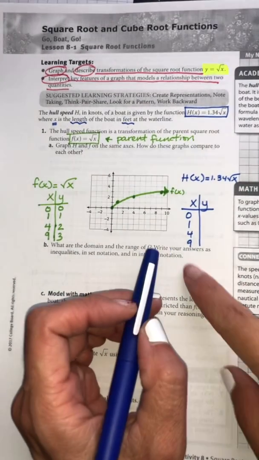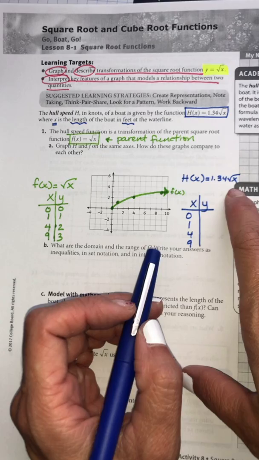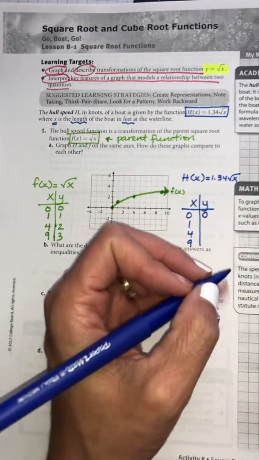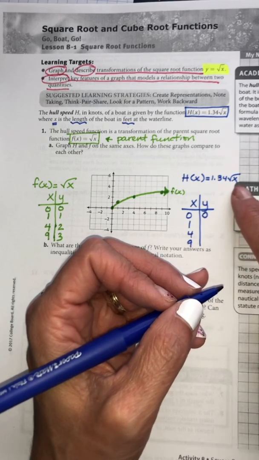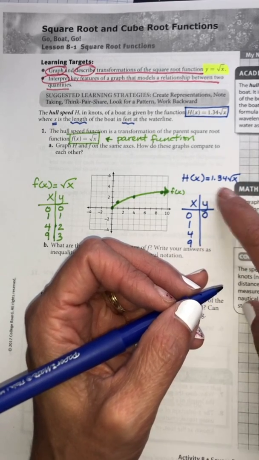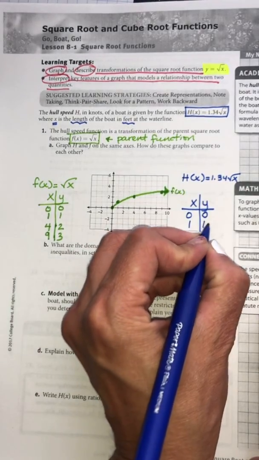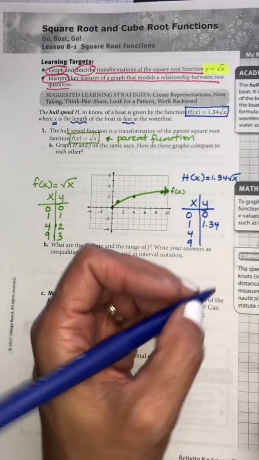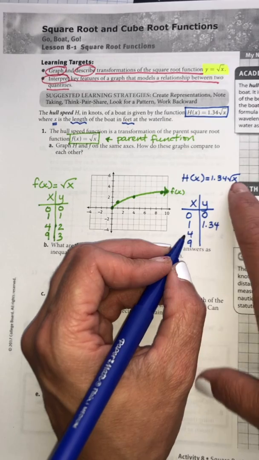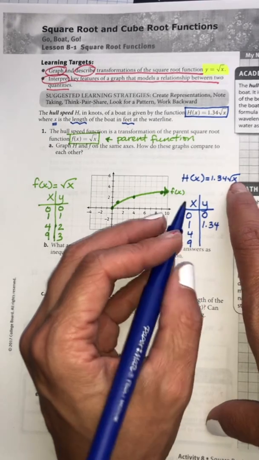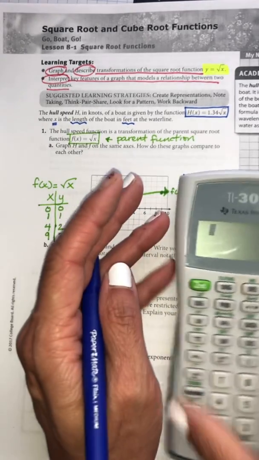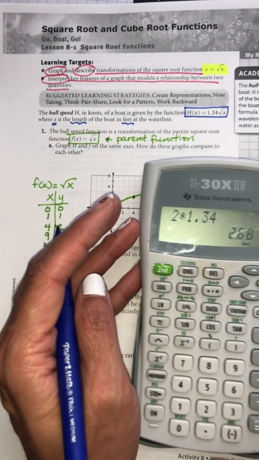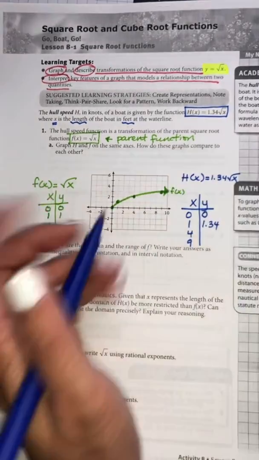Okay, so if I plug in a 0, the square root of 0 is 0. 0 times anything is 0. So that's still the point (0, 0). When I plug in a 1, the square root of 1 is 1. 1 times 1.34 is still 1.34. Because when we multiply by 1, nothing changes. When we multiply by the square root of 4, well, square root of 4 is a 2. So then I'll have 2 times 1.34. And I get 2.68.